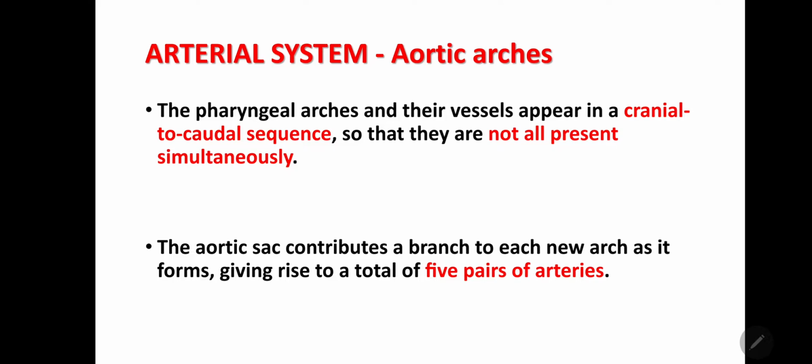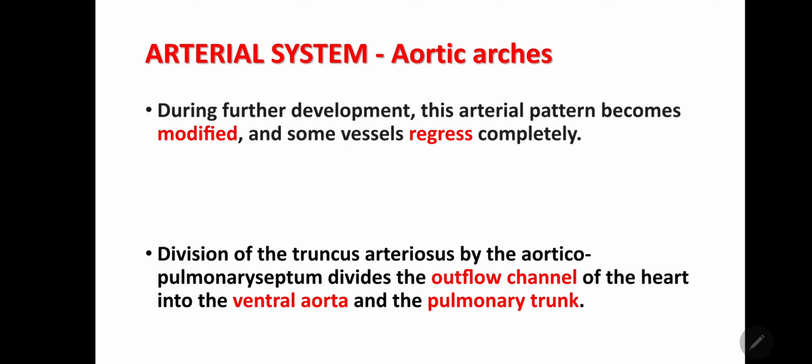giving rise to a total of 5 pairs of arteries. So the aortic sac gives rise to 5 to 6 pairs of arch arteries which are not developing simultaneously. First what happens? First and second arch artery develop, they disappear, leaving some remnants. Then third and fourth, sixth develop. They undergo modification or alteration to form the adult arterial system.